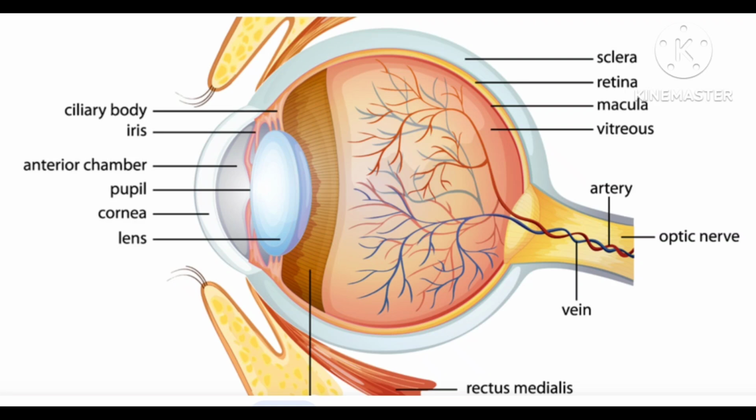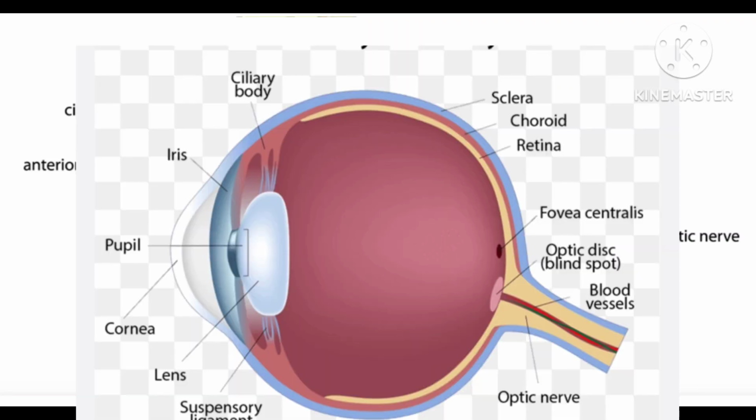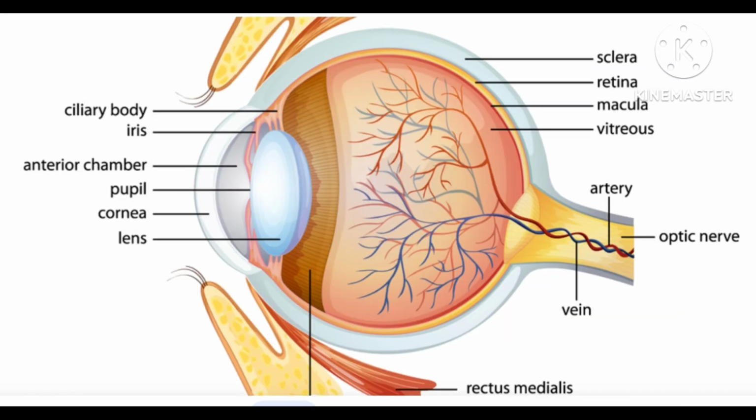And at the posterior part of the retina, there is a dip in the retina which is called the fovea centralis. And that area is filled with lots and lots of cone cells. There are numerous cone cells that make up this fovea centralis. So this fovea centralis is responsible for sharp vision. And outside the retina, we have another layer called the choroid. And this choroid is made up of blood vessels that supply the eyeball.